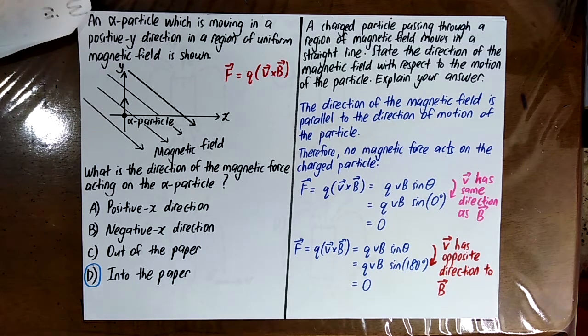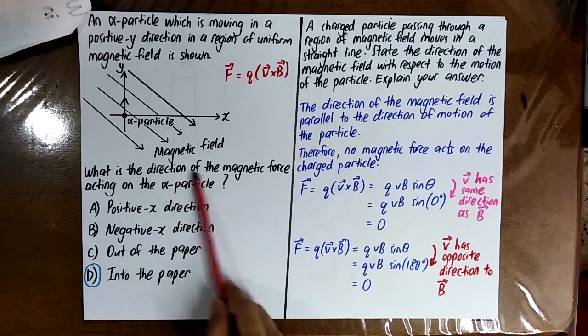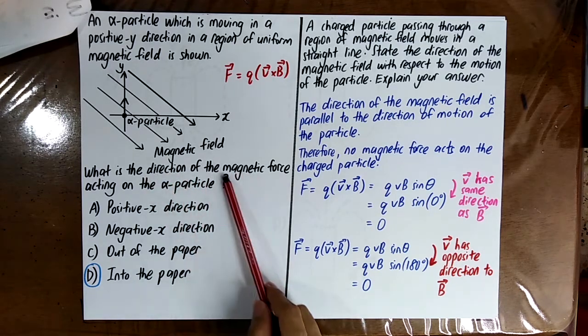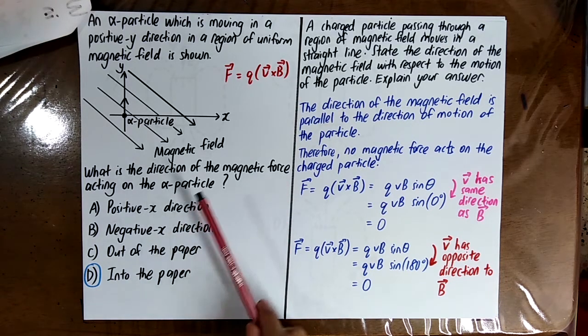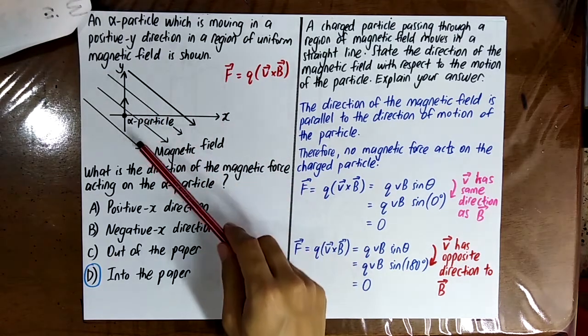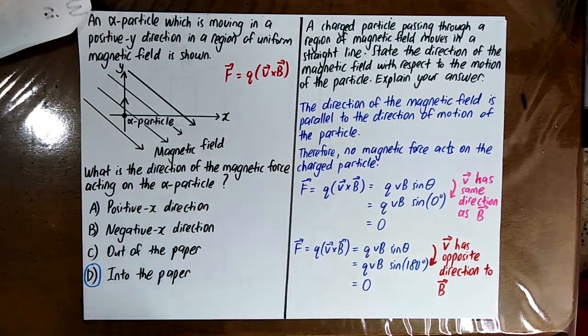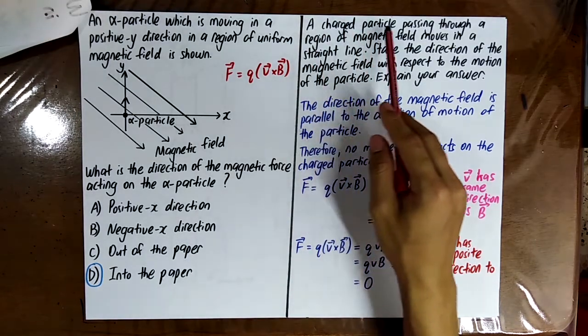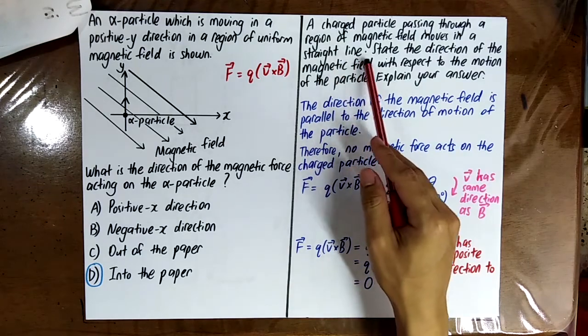So let's say now this is an electron. If this is an electron, then of course the direction of the magnetic force is out of the paper. So when you are trying to figure out the direction, you have to make sure that the particle is positively charged.